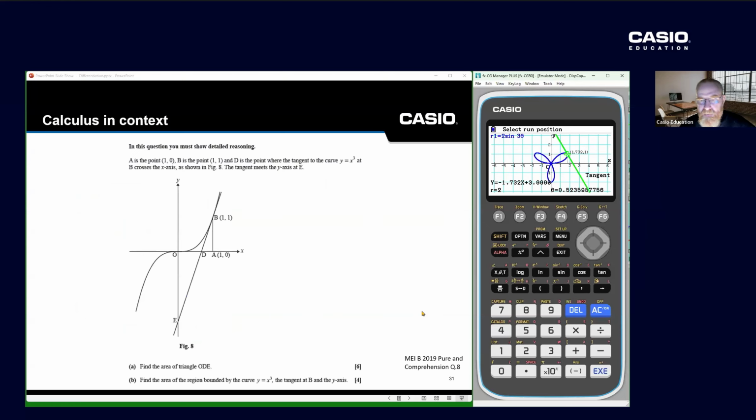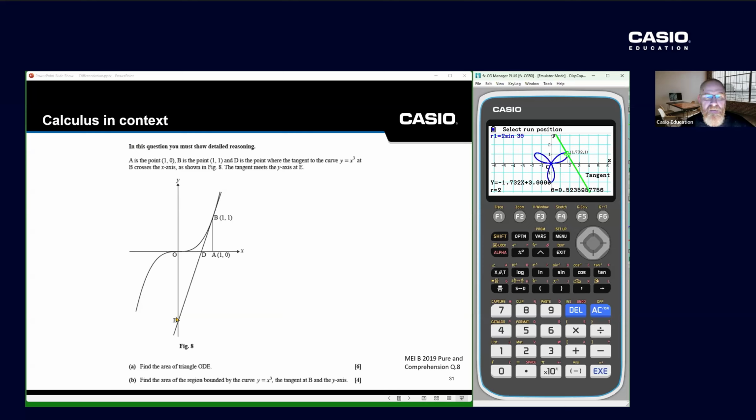But we can finish this session off just to demonstrate. Okay, here is a typical exam question. This is from MEI. And what we have here is we've got x cubed and a normal, sorry, not normal, a tangent at a point, and they are asking to integrate essentially between the two functions, between some limits that you need to work out. Okay. Initially, it says, what is the area of the triangle?